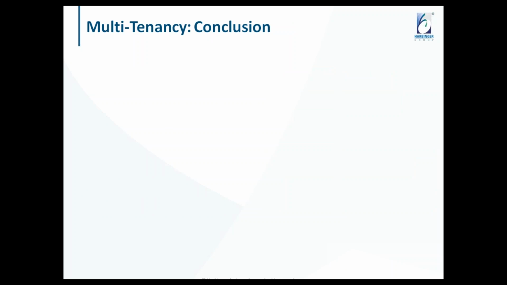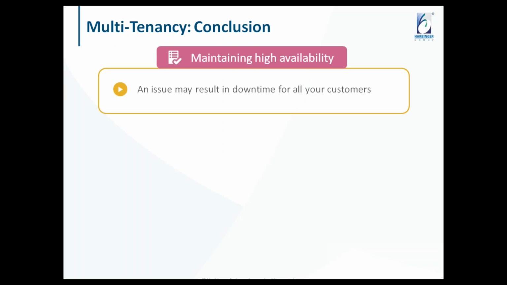Okay, so now we are coming towards the end of the webinar, but before that, I'd like to talk about a few very important things that would define the success of the multi-tenant solution. The first of them is high availability. Remember, we are using a single solution to serve all customers, and if there's a downtime, it would be a downtime for all the customers. So you have to make sure the solution has very high availability.